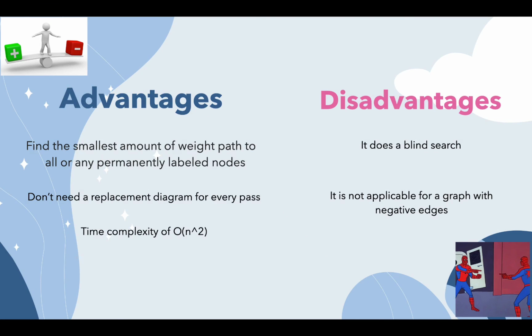The disadvantages include that this method does a blind search, thereby consuming lots of time and wasting necessary resources. Another disadvantage is that it's not applicable for a graph with negative edges. This results in acyclic graphs and most frequently cannot obtain the proper shortest path.